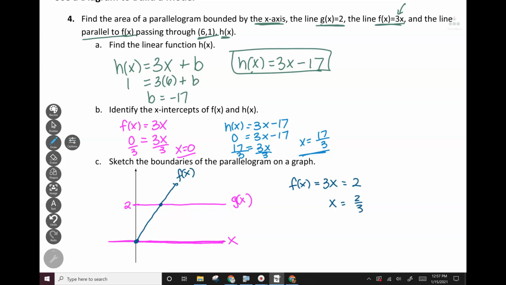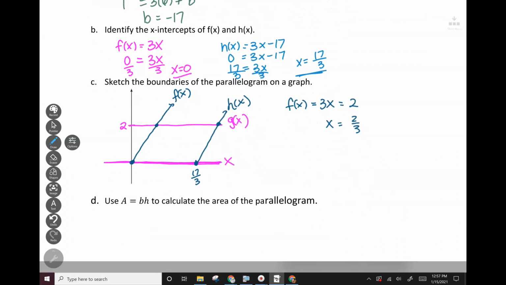And then we also have h of x, which also has a slope of 3, but its x-intercept is at 17 thirds. So I'm just going to put that on my graph. And then it also has a slope of 3, so just make it parallel to the other, to f of x. Okay, there is h of x. All right, so there's your parallelogram. Sketching all 4 of those lines.